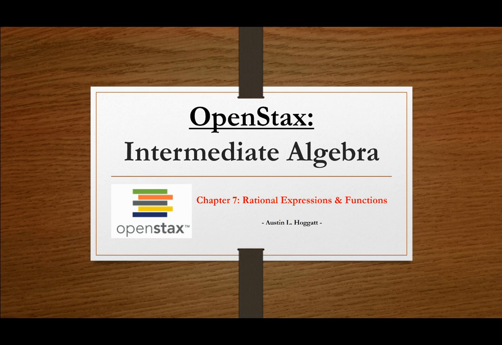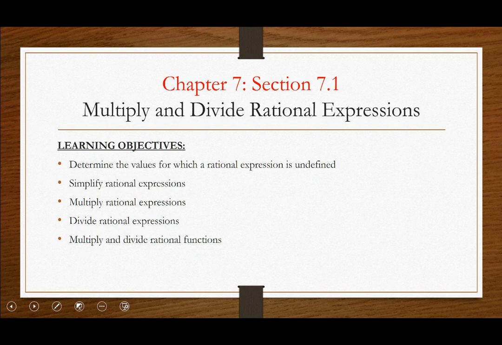Today we're going to be talking about rational expressions and functions. The learning objectives here start with an introduction to what a rational expression looks like. We'll look at some variations of that and determining for which values they are undefined. Then we'll talk about how to simplify rational expressions before we discuss the operations of multiplication and division.